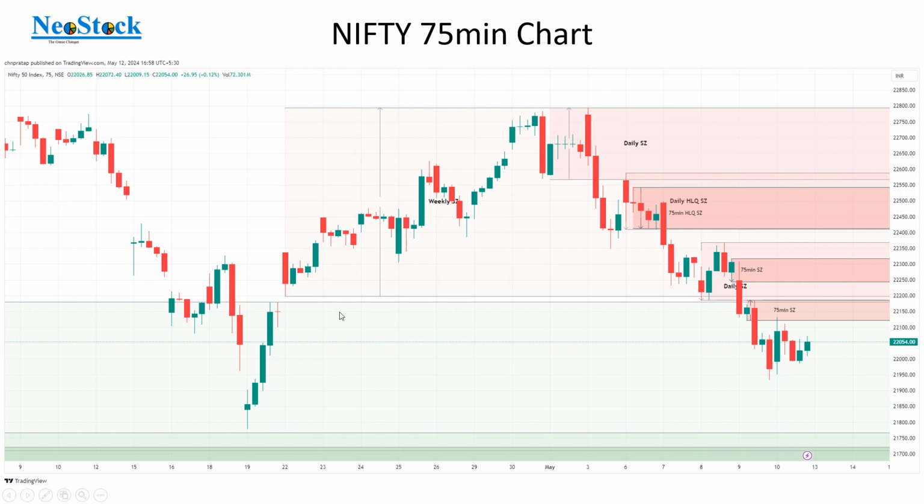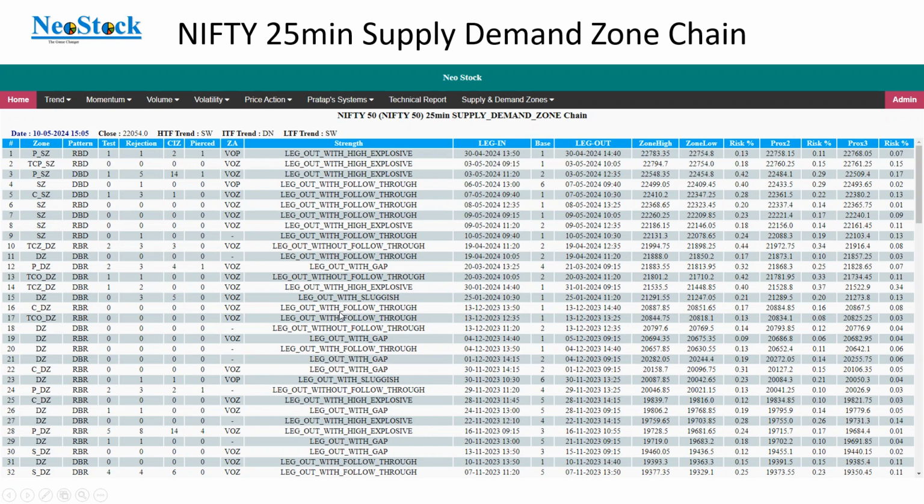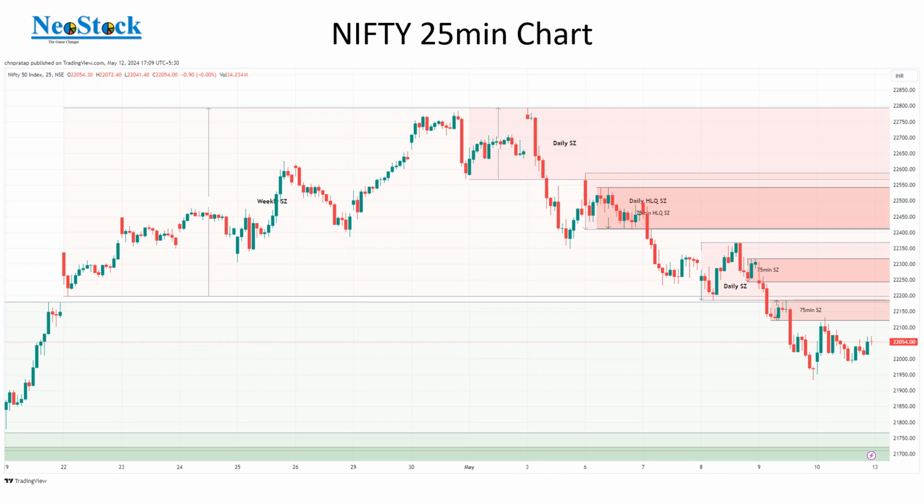So this is about Nifty 75 minutes. Now let's move on to 25 minutes. In the 25 minutes, I identified two high liquidity zones. This is a high liquidity supply zone and this is a low priority high liquidity zone. But both are important. And currently the 25 minute trend is sideways. And here you have this high liquidity zone, drop, base, drop. This is an important zone. Why, I will explain.